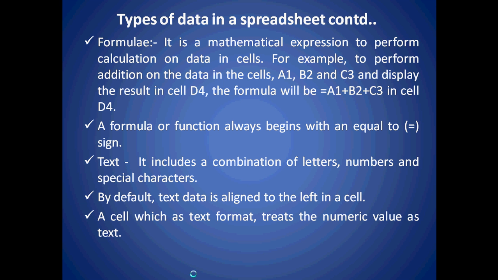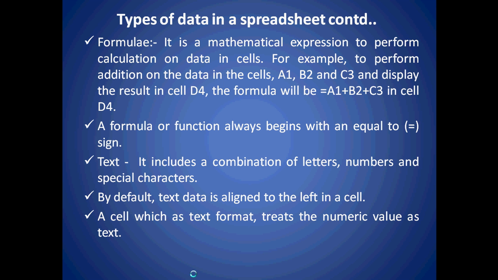Now text. Suppose a student address. A student address is composed of house number, city, district, street. So it is a mixing of alphanumeric data. It includes a combination of letters, numbers and special characters. Special characters means we can use colon, dash, comma, full stop, etc. The next point is that by default text data is aligned to the left. When you type your name, it will always display on the left side, and when you type a number, it will display on the right side.